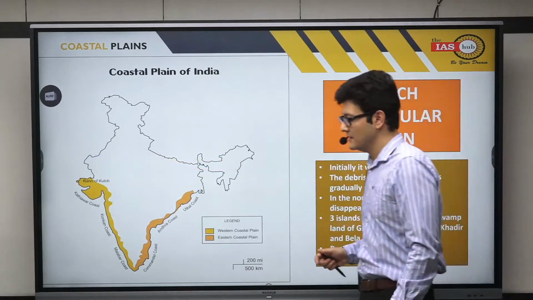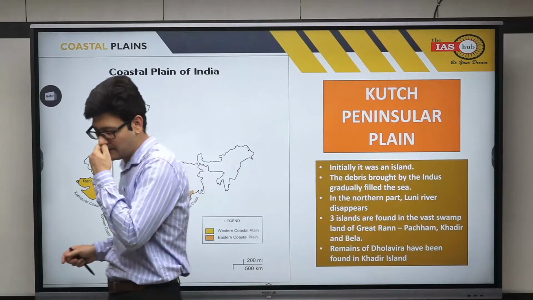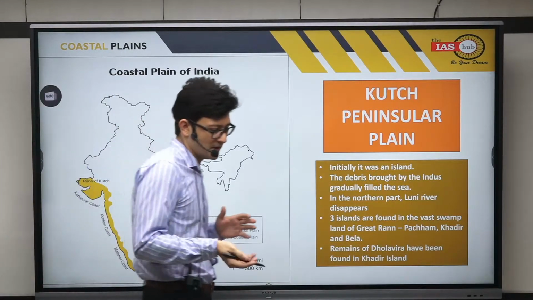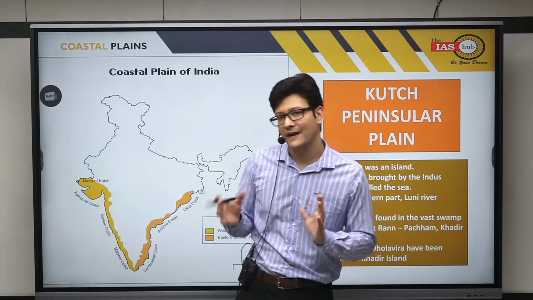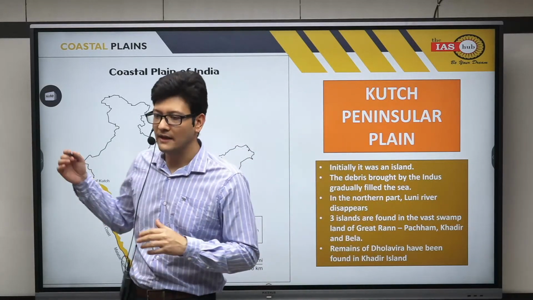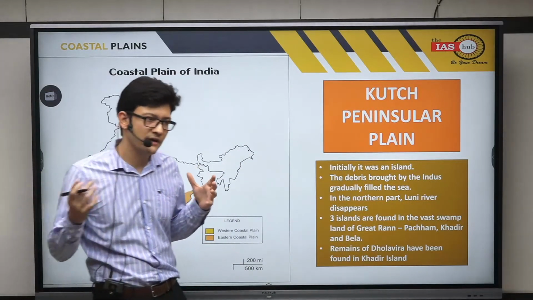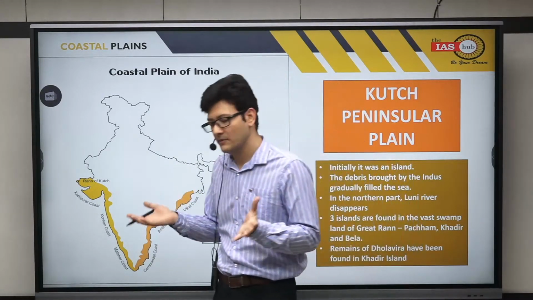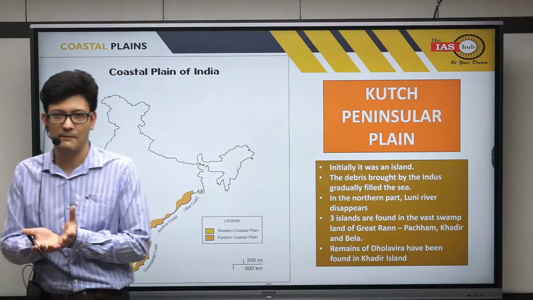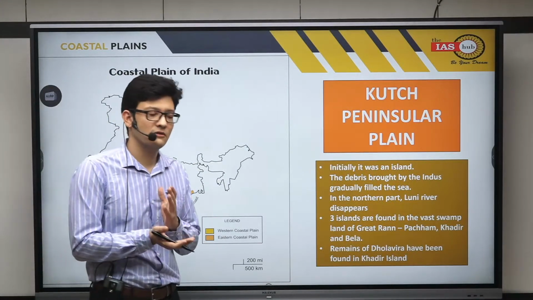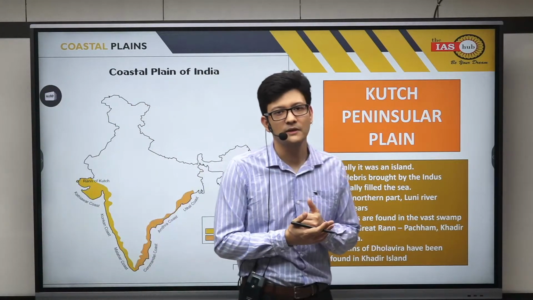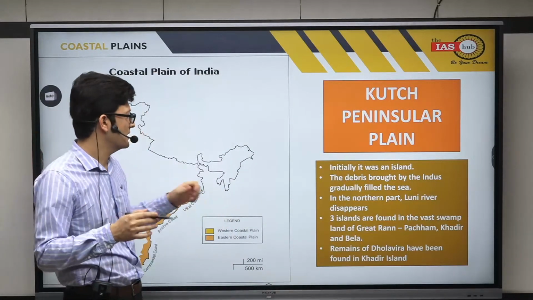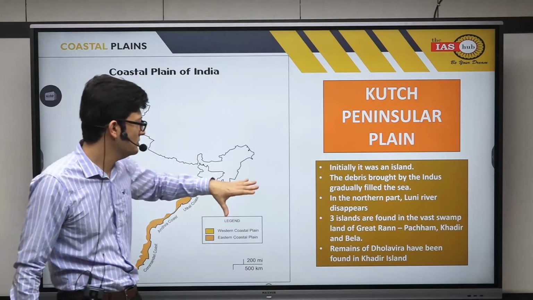Now discussing each and every plain in detail, we'll take up Kutch Peninsular Plain. So Kutch Peninsular Plain lies in the northern part of Gujarat. This was basically an island initially, but when the Indus River and all the rivers which were draining down into it filled up the gaps between them, it formed a plain area. Luni River, one of the major inland drainage systems, disappears in this region. So Luni River flows from the northern side of Gujarat and Rajasthan, and then flows into this region.